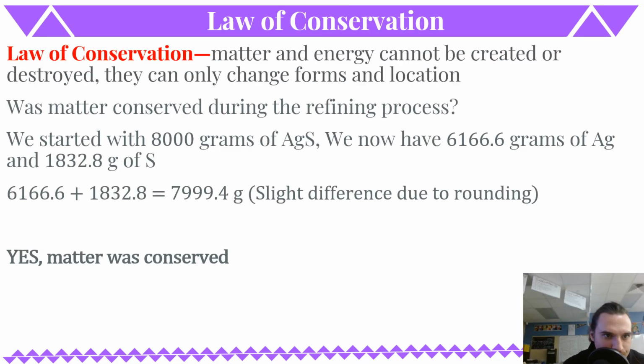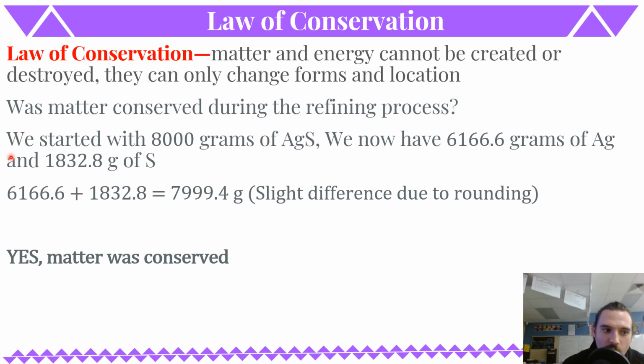So let's talk about the law of conservation again. Matter and energy cannot be created or destroyed. They can only change forms and location. You can't get rid of it, and you can't create it. Let's ask, was matter conserved during the refining process? We started with 8,000 grams of AgS, silver sulfide. We now have 6,166.6 grams of silver and 1,832.8 grams of sulfur.